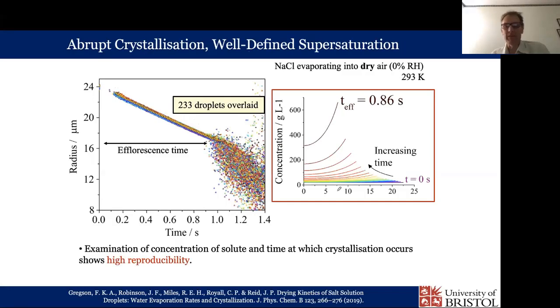And actually, if you do some modeling to understand the concentration gradients within the droplet, what you find is that crystallization always occurs at the surface of the particle when the surface of the particle reaches a certain supersaturation, and that remains constant across a reasonable range of drying conditions. So sodium chloride, we get this predictable, repeatable effect.